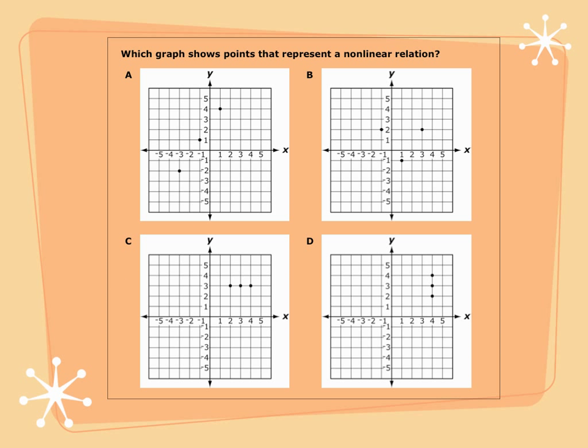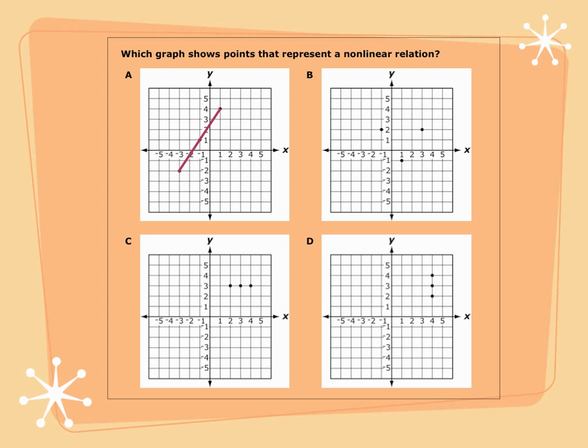If you look at this first example, it says which graph shows points that represent a nonlinear relation. This should be pretty obvious, but I'm going to go ahead and draw lines through the points of all of these graphs to show you what the graph would look like if a line was drawn. So in graph A, when I connect the 3 points, I have this diagonal line. Notice I didn't have to turn or curve at any point. It's just a straight line.